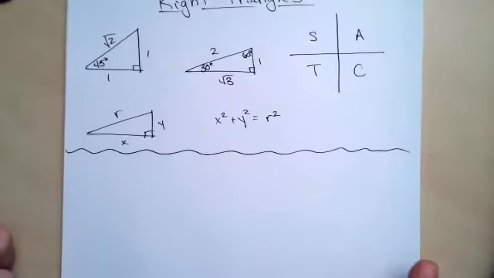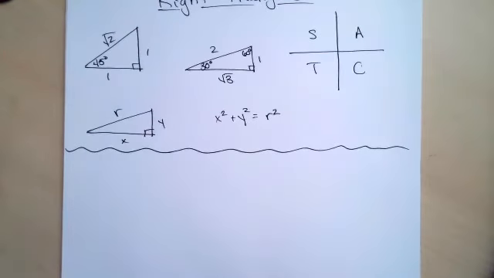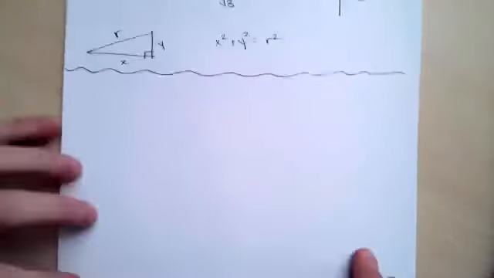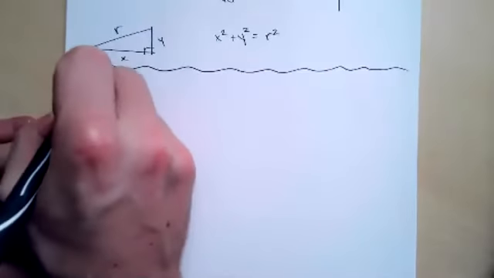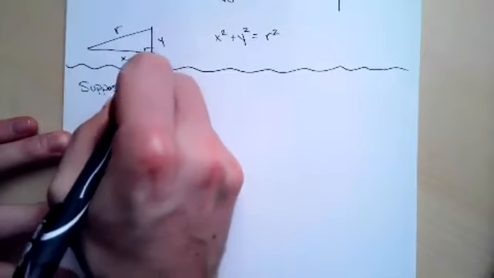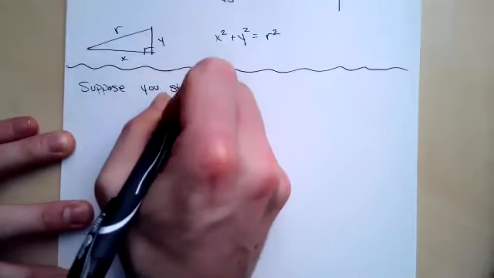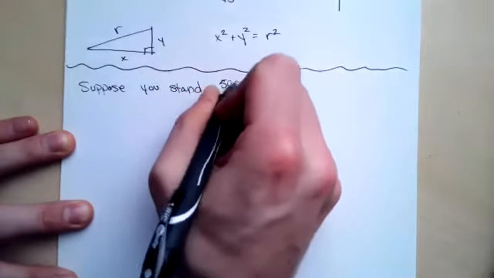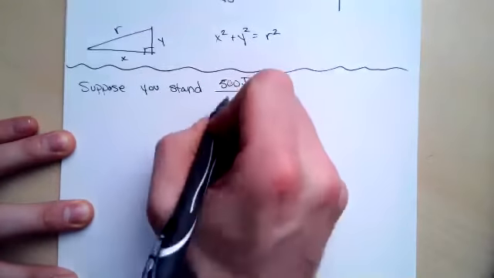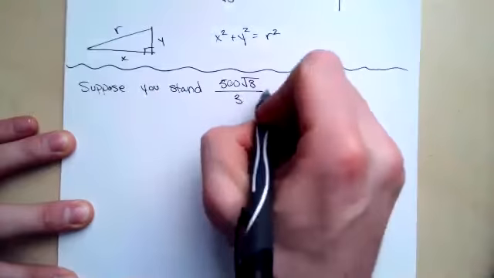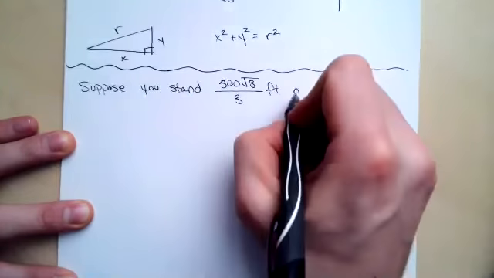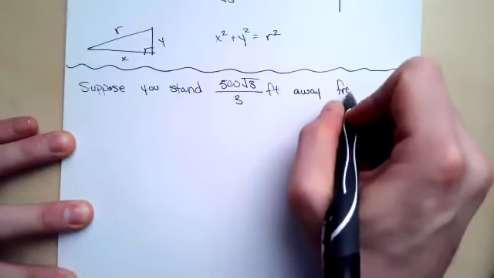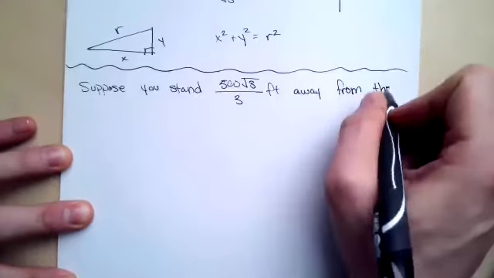And so our question now is, how do we use this information? If we were given some initial data in a context, can we solve for other side lengths in a triangle? So for example, let's suppose you are standing a distance away. This distance is going to look weird. 500 square root of 3 divided by 3 feet away from the Washington Monument.